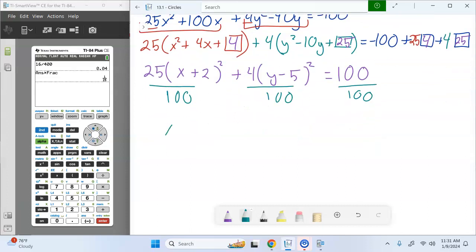So x plus 2 squared over 4 plus y minus 5 squared over 25 equals 1. Which direction is our major axis going to run? Horizontally or vertically? Why do you say horizontally? So that would mean vertically. Bigger numbers under the y, so we're going to go vertical.